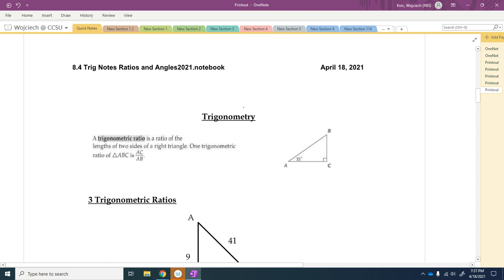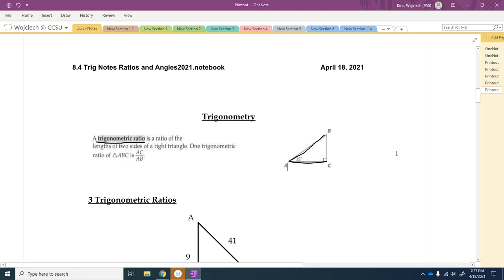Trigonometry by definition is a study of right triangles. And today in class we'll introduce three basic ratios: the sine function, cosine, and tangent. A trig ratio is a ratio of the lengths of two sides of a right triangle. One trigonometric ratio of triangle ABC is AC over AB. Again, in this class we'll talk about three different ratios, but in pre-calculus you will talk about six different ratios.